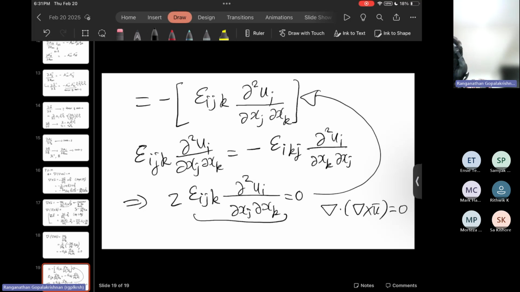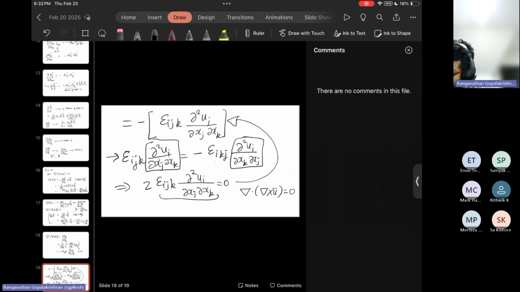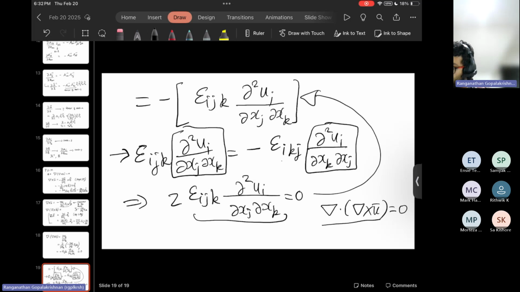Is everybody okay with this step? All I'm doing is writing epsilon ijk as just negative of epsilon ikj. That's obvious, right? It's the odd permutation. So 2 times this is 0, and this is possible only because the derivative term here happens to be the same. If this term weren't there, then we can't prove this identity. So it's not always true. It's only true because we are taking the divergence of a curl.